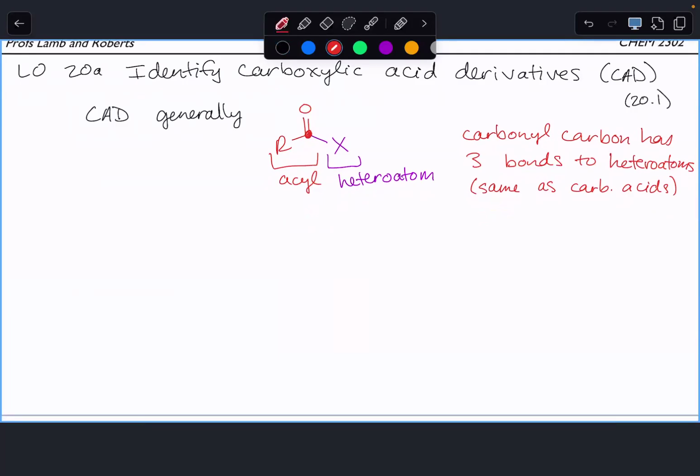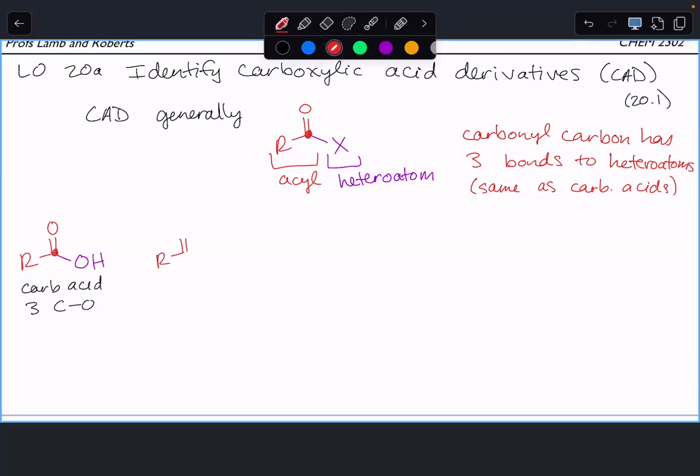I'm going to try to keep this color coding. We've learned previously about carboxylic acids, like this. This central carbonyl carbon has a double bond to oxygen, so that's 2 bonds to oxygen, and then the single bond to this other oxygen. So we've got 3 CO bonds, 3 bonds to heteroatoms.